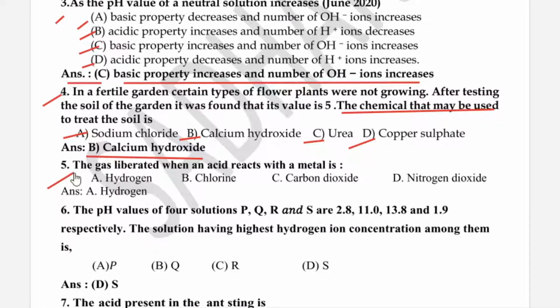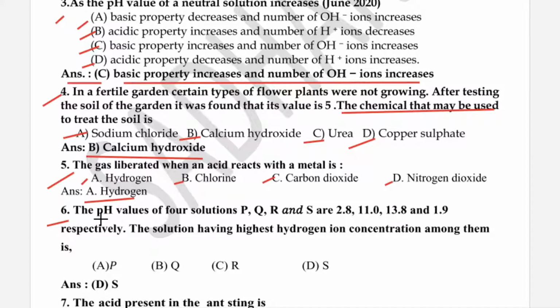Question number 5, we are saying the gas liberated when an acid reacts with a metal is. Options, option A, hydrogen, B, chlorine, C, carbon dioxide, D, nitrogen dioxide. We all know that hydrogen gas is liberated when an acid reacts with a metal. So the correct option here is option A, hydrogen.